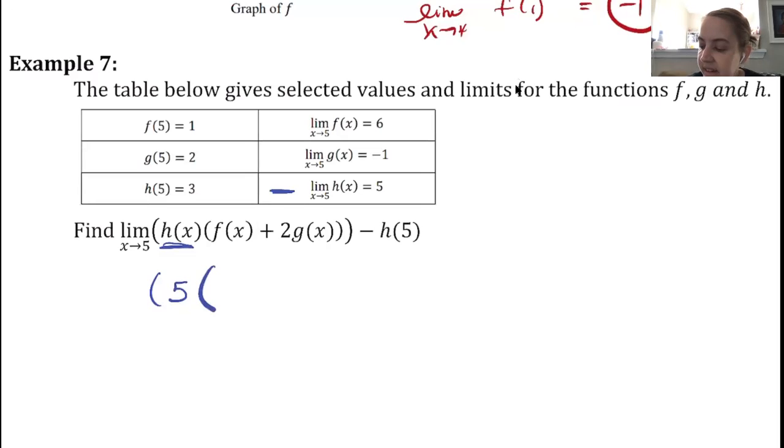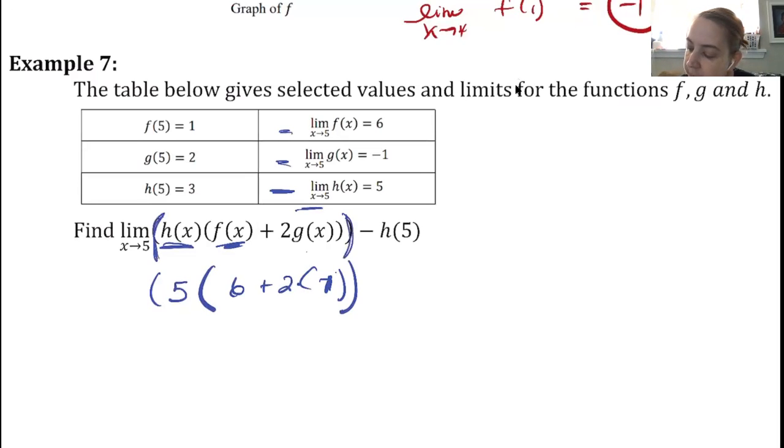Now, f of x, and again, we're dealing with the limit piece, which is over here on the right-hand side of the table, not the left-hand side of the table. So the limit as x approaches 5 of f of x up here is our 6, plus 2 times g of x, the limit as x approaches 5 of g of x is over here, a -1. And we're going to close up those parentheses. Now, it's a little tricky to see all those parentheses, but the limit piece is here. Minus h of 5 at the end, we're not dealing with the limit at the end, you're just dealing with the function. So you're going to grab that off the table and get a 3.